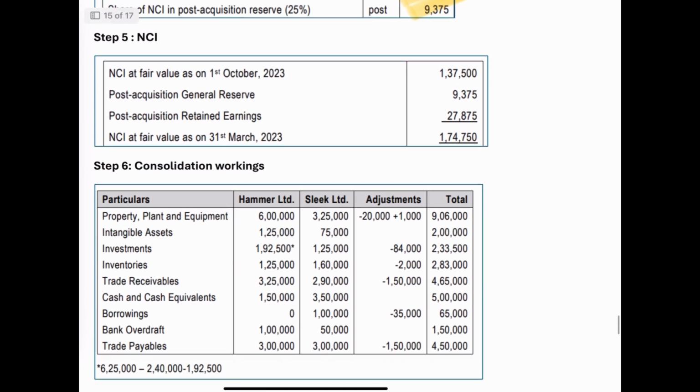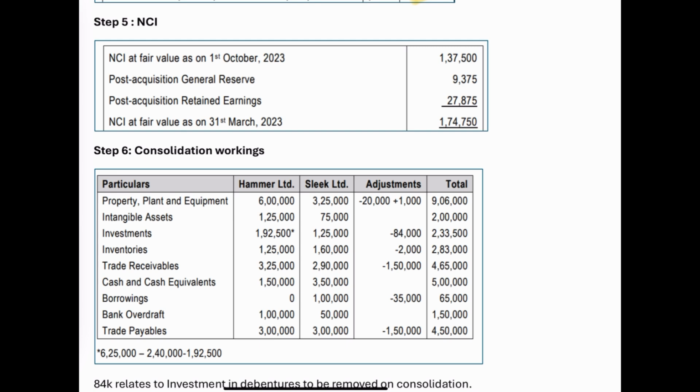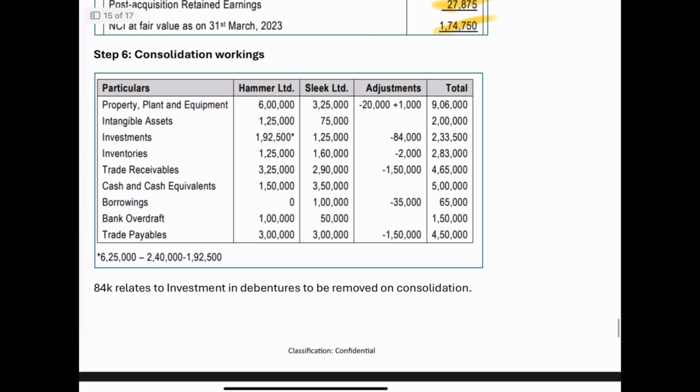Okay, so now let's get into the next step, NCI. First, what is the fair value of NCI? That is 17,500 shares into 11, which comes to 137,500. So that's the NCI opening balance as of 1st October 2023. From here you have to add their share relating to the general reserve and their share relating to retained earnings. This will give the closing NCI value of 174,750. So that's the NCI computation.